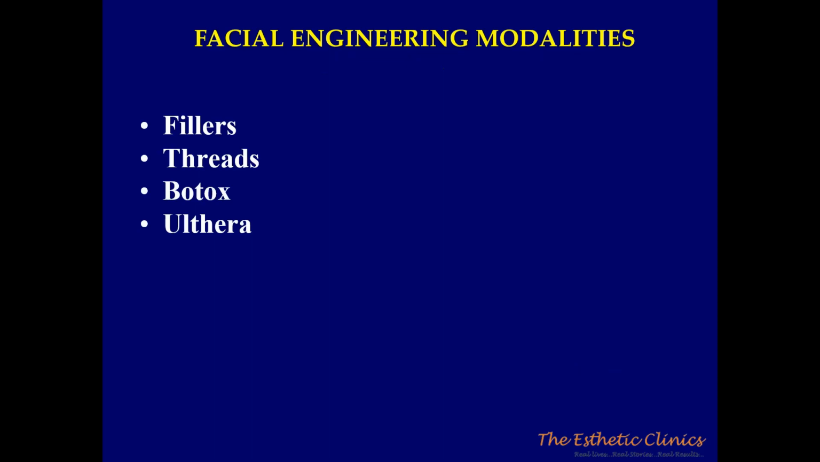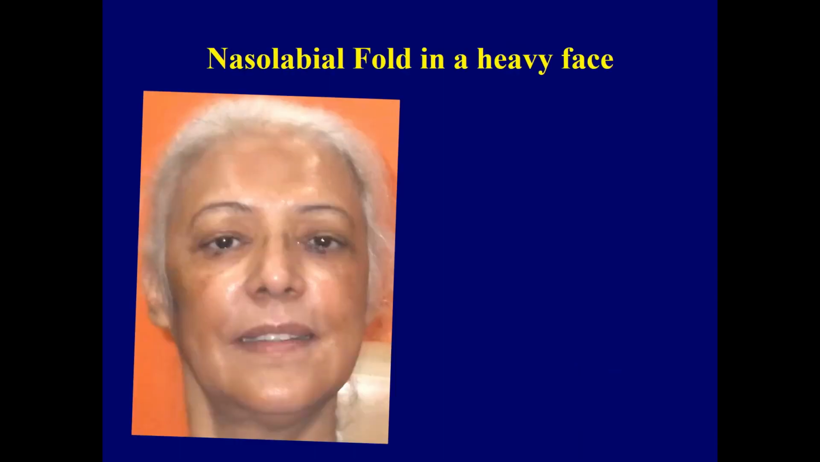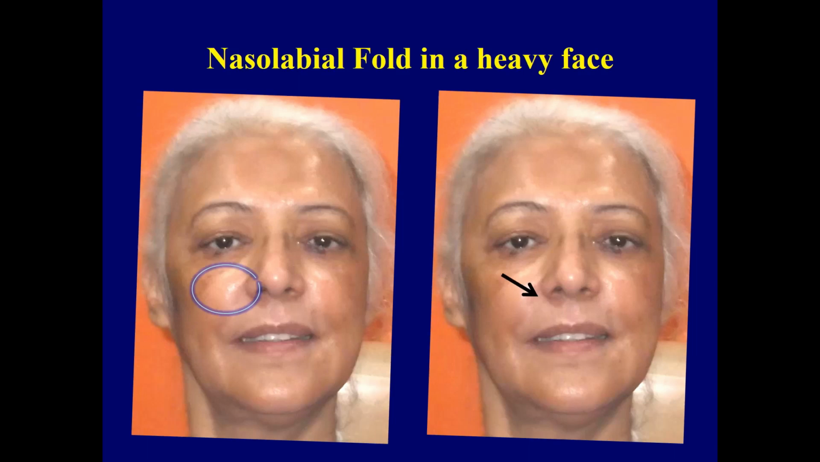Now, the modalities that we use typically are fillers, threads, Botox, Ulthera, deoxycholic acid, and surgeries, and we'll speak about each one of them. Now, let's talk about fillers. So if you see a heavy face like this, essentially, if you describe it in terms of morphology, you have a valley, which is the nasolabial fold, but you also have an overhanging mountain on top of it. The mountain is there because there are tissues which are coming downwards.